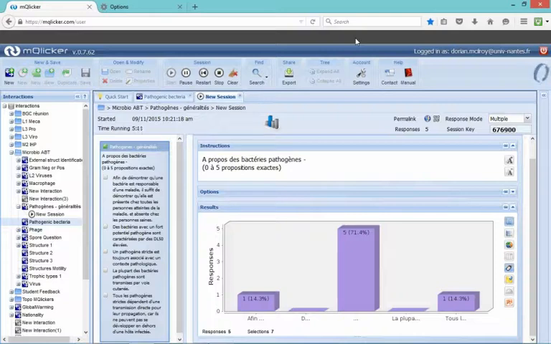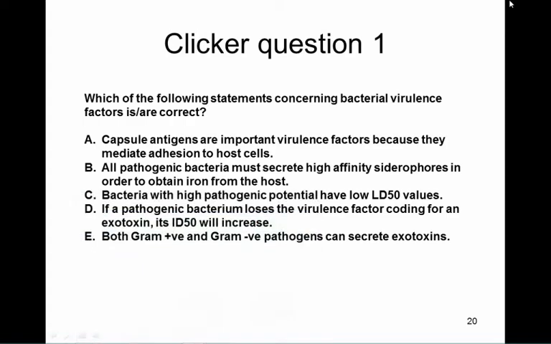Okay, that's also not true. This is just a correlation. Then you have to perform the controlled experiment to prove it. So this is the Koch postulates. Now this one: bacteria with a high pathogenic potential have got a high LD50. That's false. Okay, good. Everybody got that right. If LD50 is low, that means you have a high pathogenic potential. Okay, sorry for sending out the wrong question.